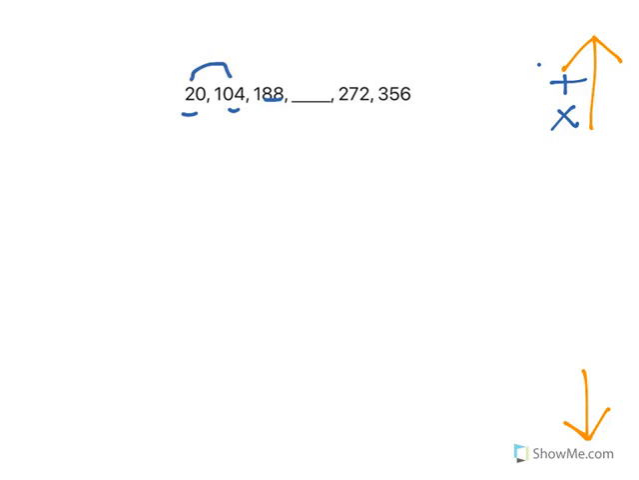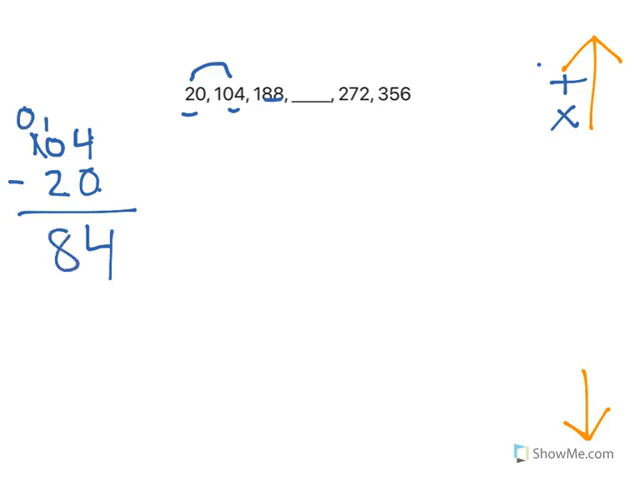But what I need to do is find the difference between 20 and 104. So I'm going to start with 104, take away 20. 4 take away 0 is 4. 0 take away 2 is impossible. 10 take away 2 is 8. So from 20 to 104, there's a difference of 84. Now, that is add 84.